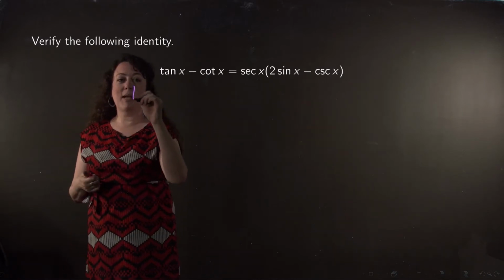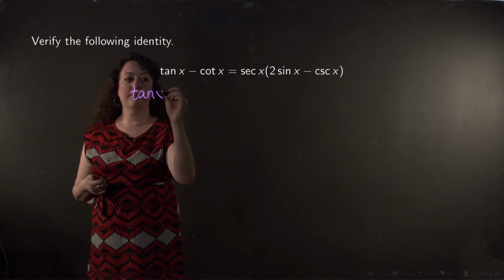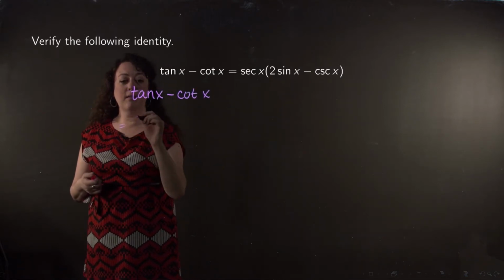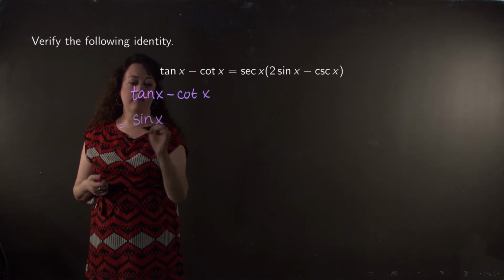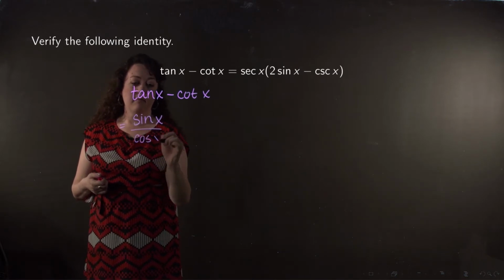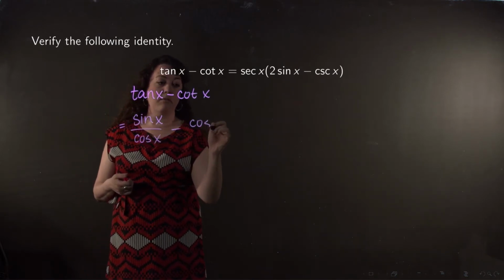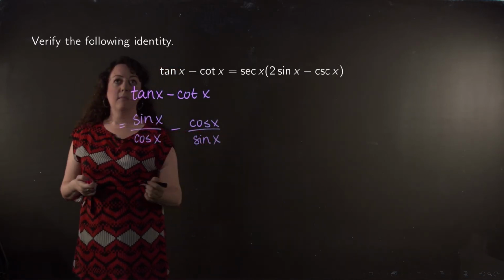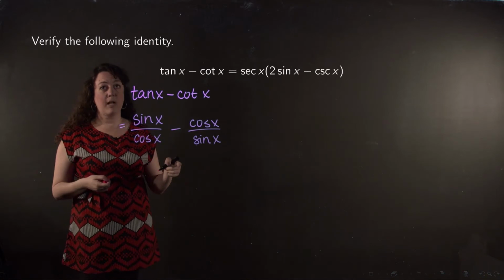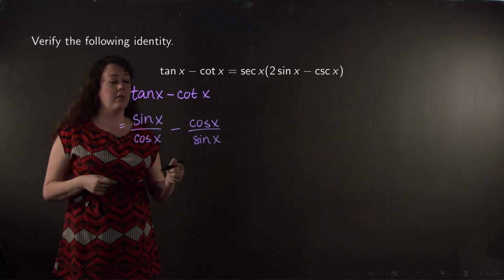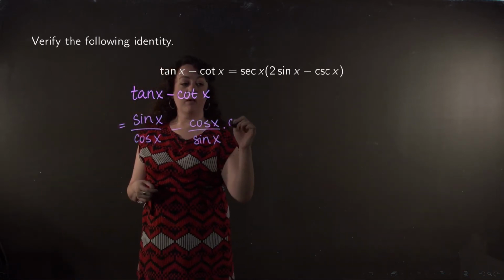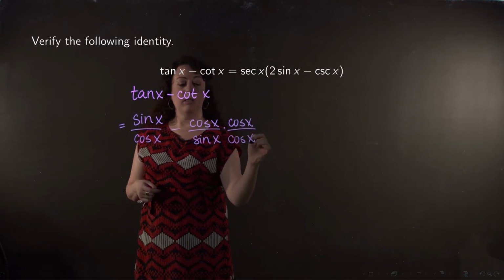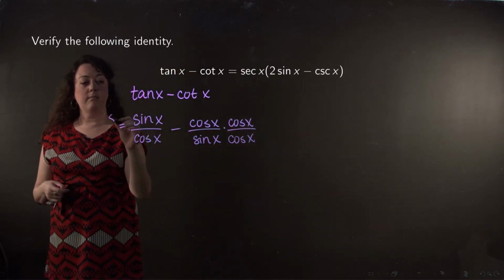So tangent x minus cotangent x. That's the same thing as sine over cosine minus cosine over sine. Okay, I want to combine those into a single fraction. So I'm going to get a common denominator. That means I'm going to multiply this one by cosine over cosine, and this one by sine over sine.